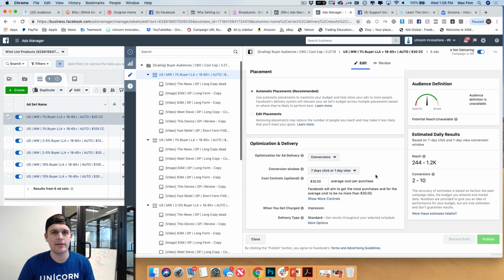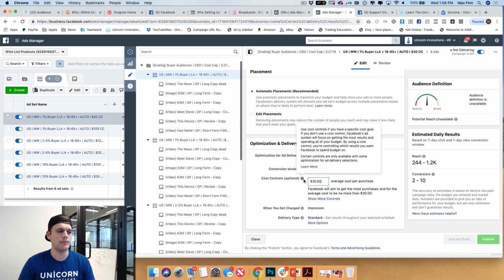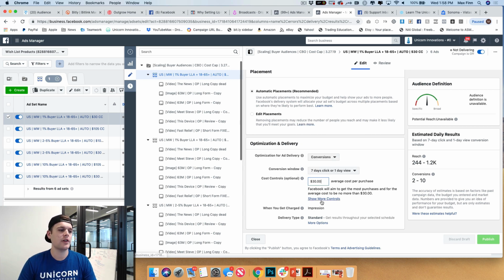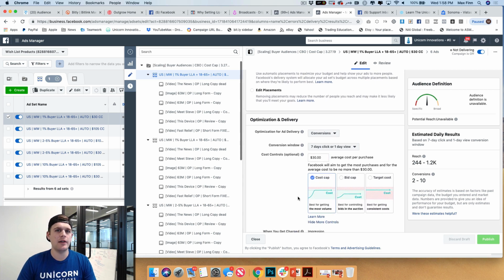These are good things to test as well once you start getting to the optimization point. So let's talk about the bid, right? This has changed over the years, this little blurb right here. Basically, if you click down show more control options, we have 3 bid types.